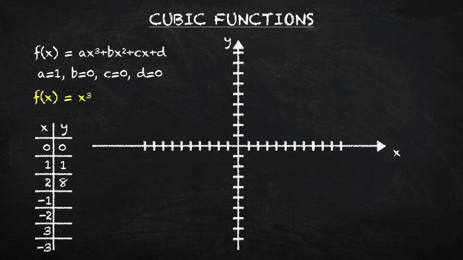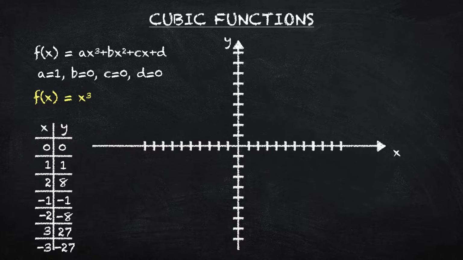Minus 1 to the power of 3 is minus 1. Minus 2 to the power of 3 is minus 8. 3 to the power of 3 is 27, which is 3 multiplied by 3 multiplied by 3. And minus 3 to the power of 3 is minus 27. And now we can paint these points in the Cartesian plane.